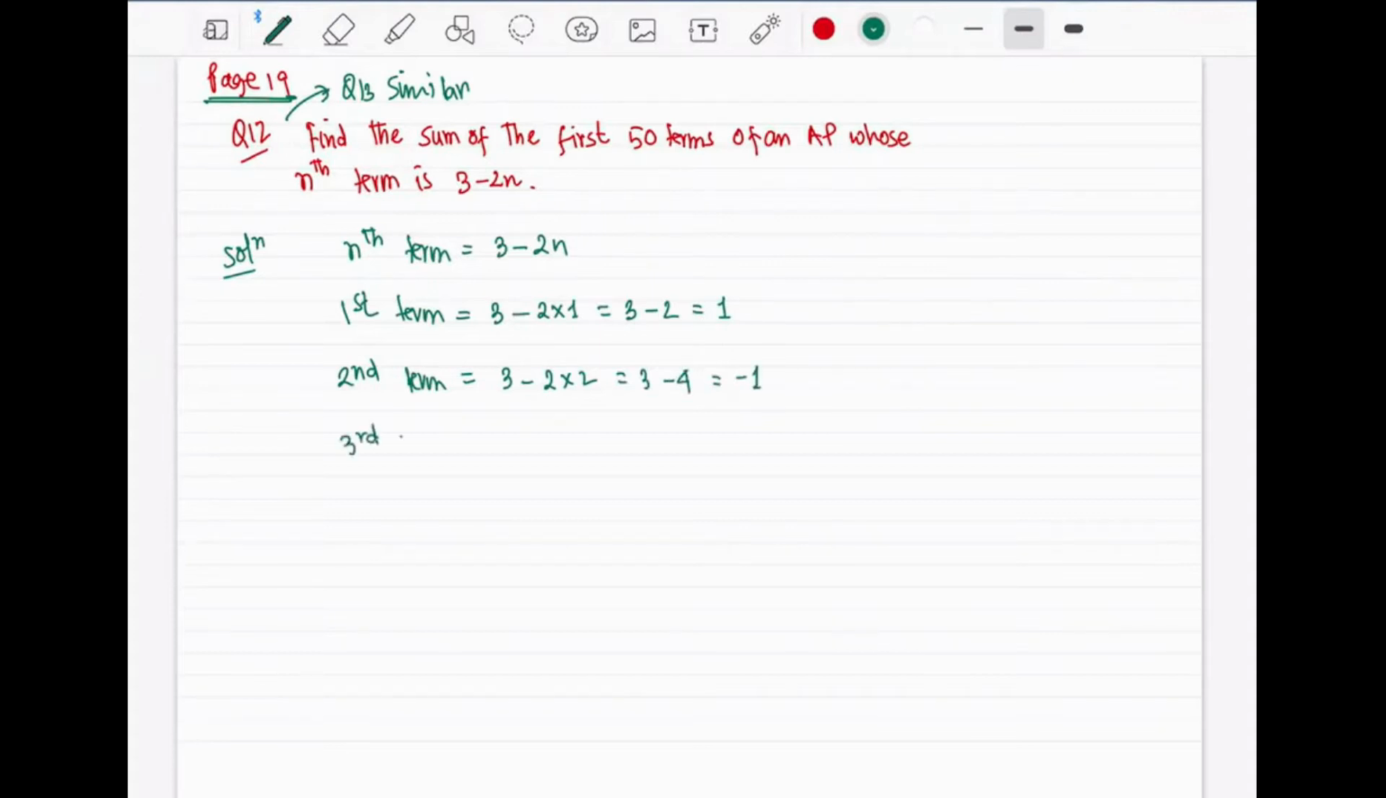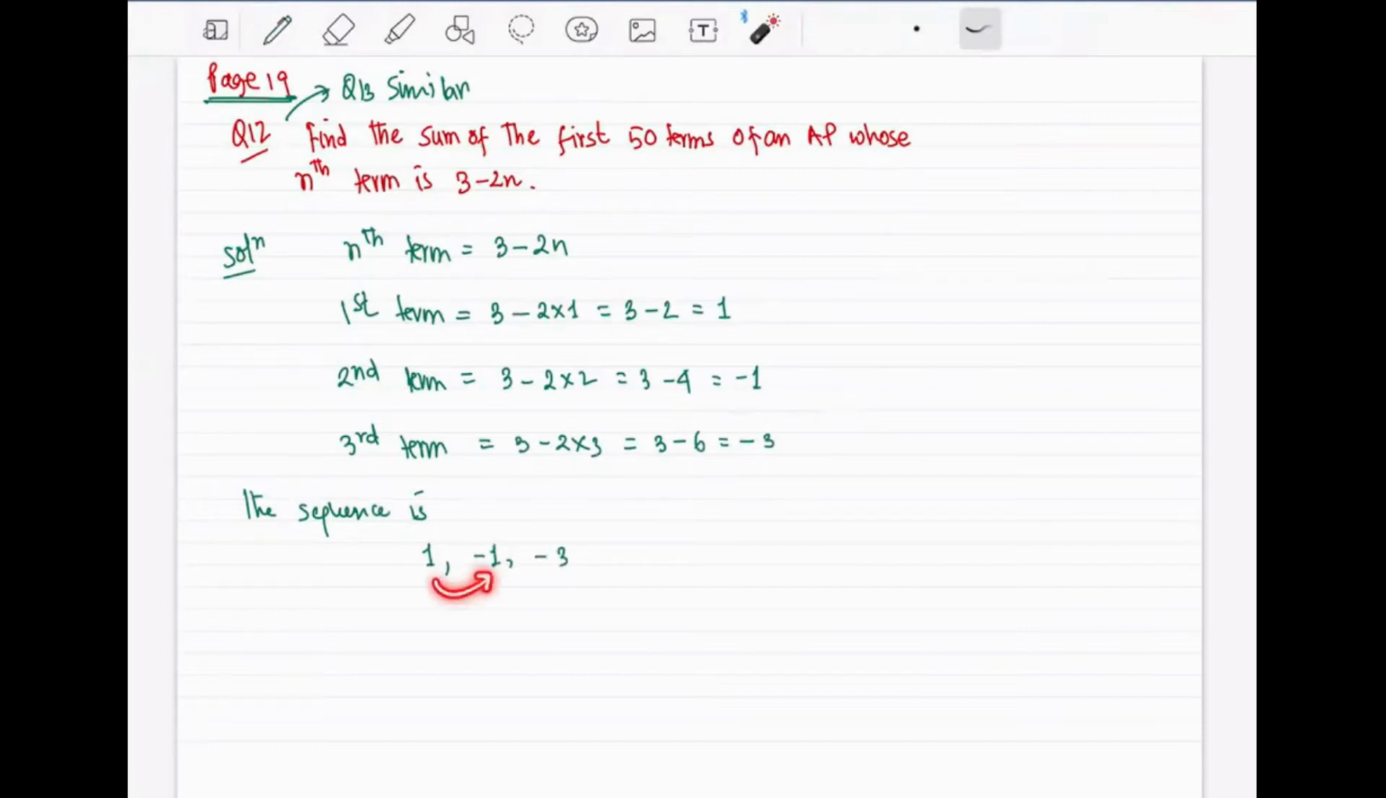So the second term is 3 minus 4, which is minus 1. The third term is 3 minus 2 into 3, which is 3 minus 6, which is minus 3. Now we can write out the sequence of numbers we are obtaining: 1, minus 1, minus 3. Look, there is a common difference of how much? Minus 2. Next will be minus 5, again with a common difference of minus 2.